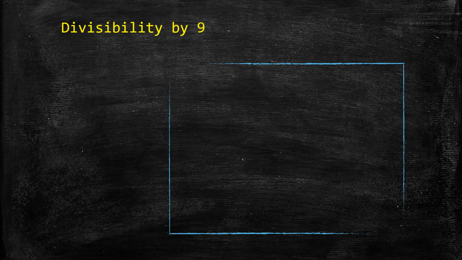Divisibility by 9. This is very similar to the divisibility rule of 3. 4 and 8 are similar, 3 and 9 are similar. You should add the digits. If the sum of the digits is divisible by 9, then that big number is divisible by 9. Otherwise, no. Let's see with some examples.